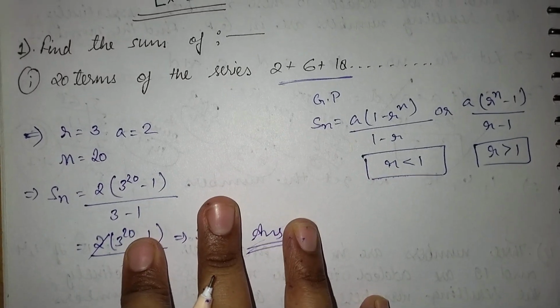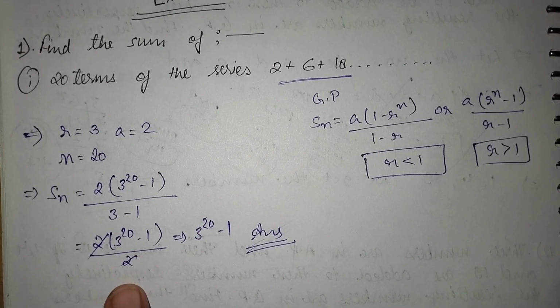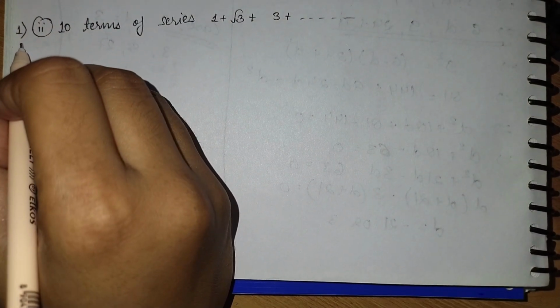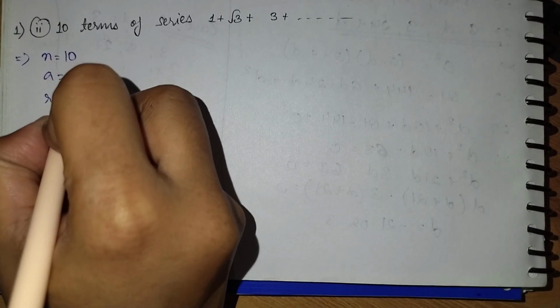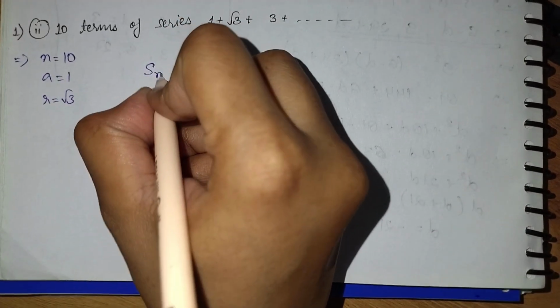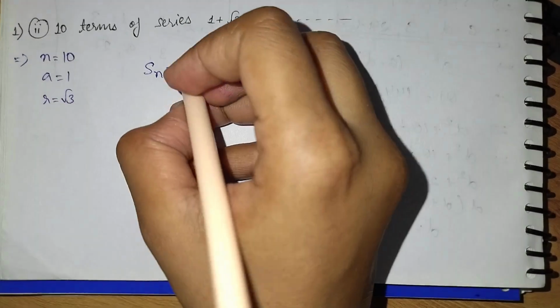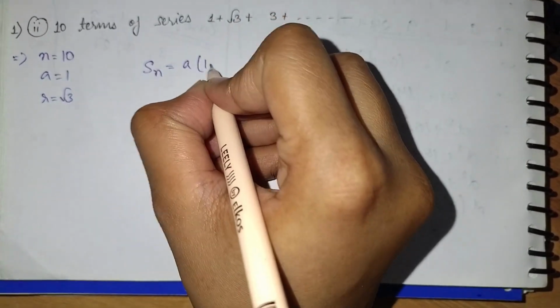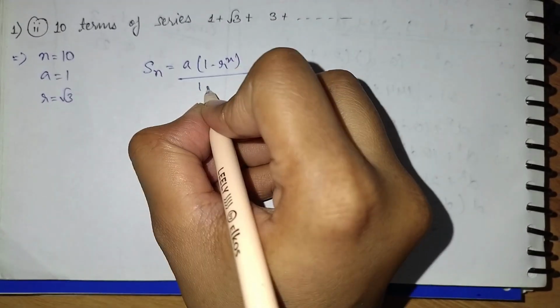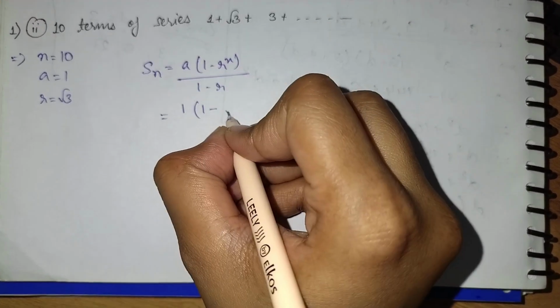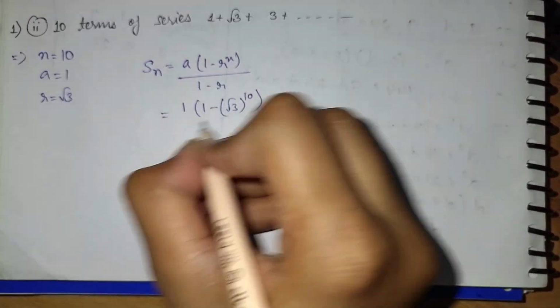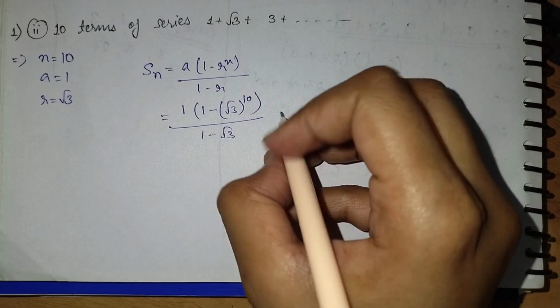And this is the solution of the first part of question number 1. Now let us solve question number 1, second part. Here the number of terms is 10 and the first term in this GP is 1. r will be root 3. So for Sn we have to find, as r is less than 1, we can simply use the formula a(1 minus r to the power n) divided by 1 minus r. So a will become 1, and we get (1 minus root 3 to the power 10) divided by 1 minus root 3.